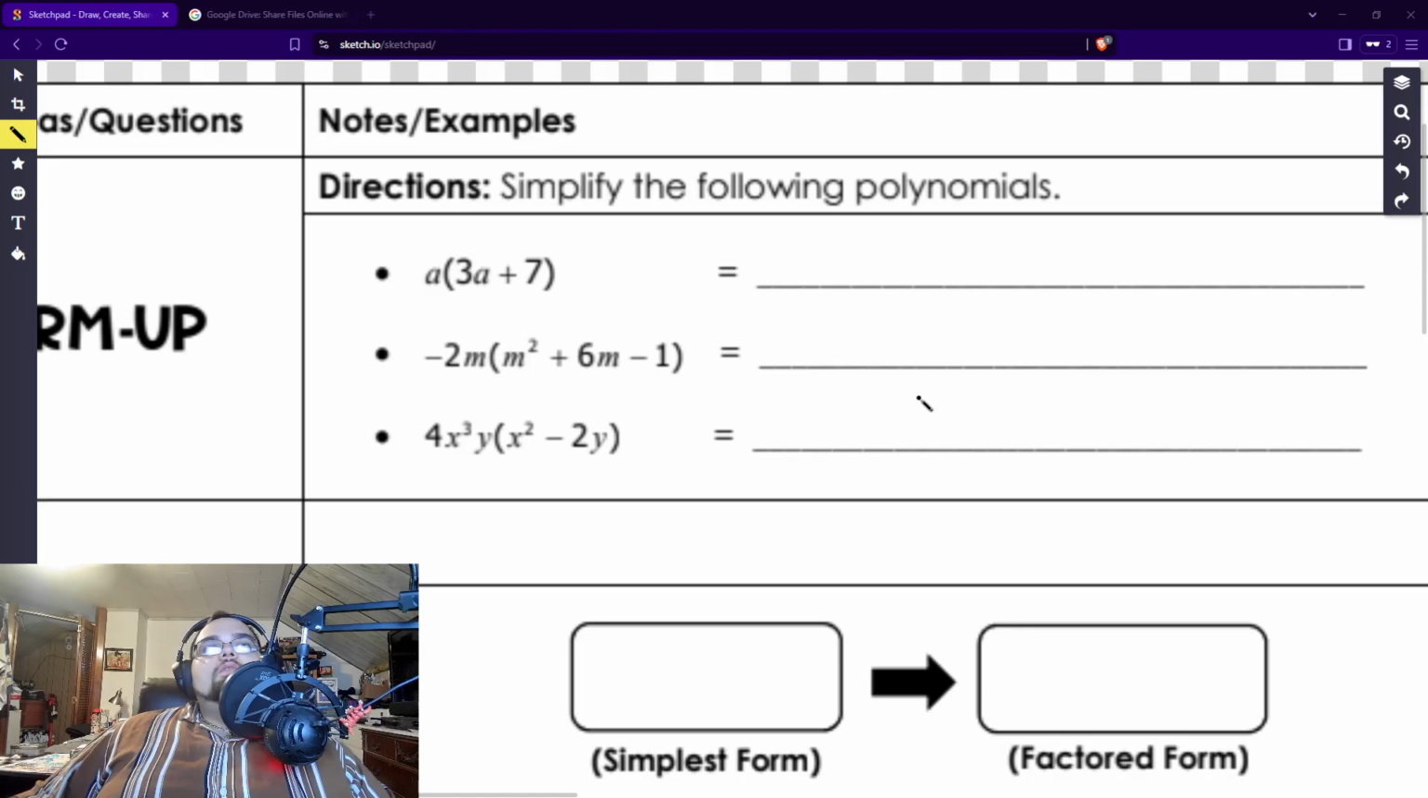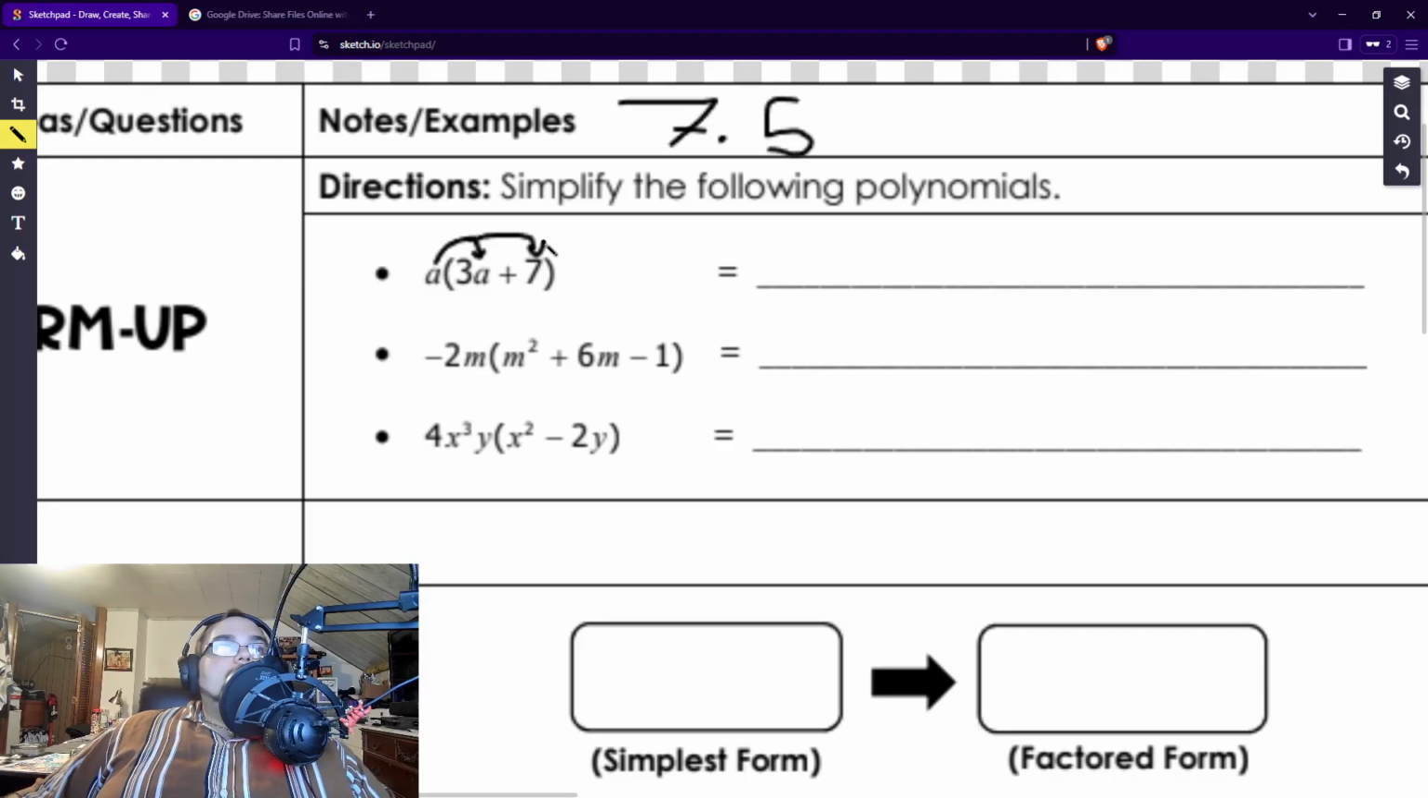This is for 7.5, Chapter 7, Section 5. It's all about factoring, at least at this point. We're going to be looking into the greatest common factor for today, and we're going to start looking into other forms of factors. First thing they want us to do, starting off, is to simplify these.